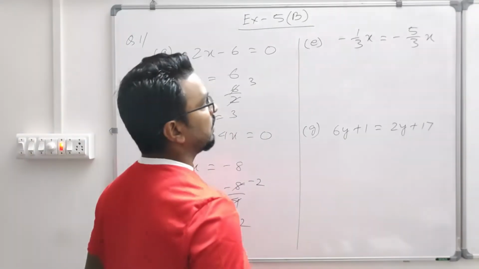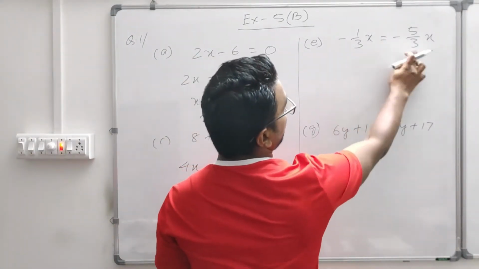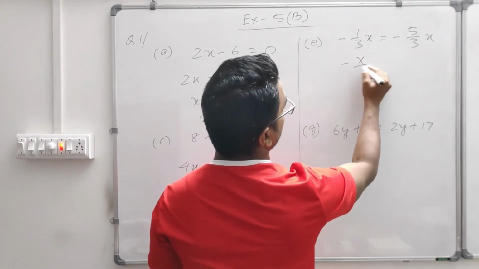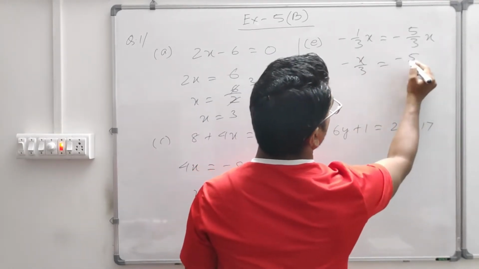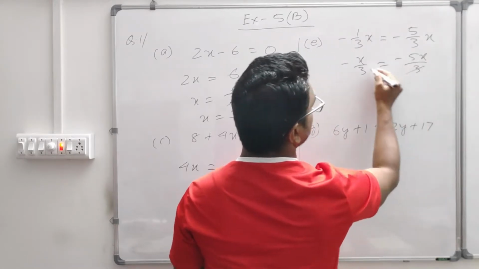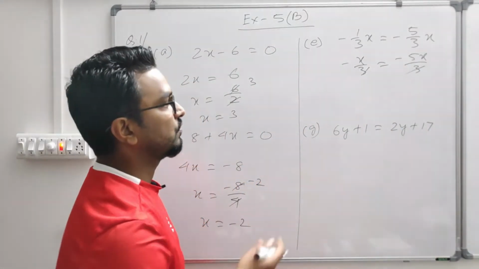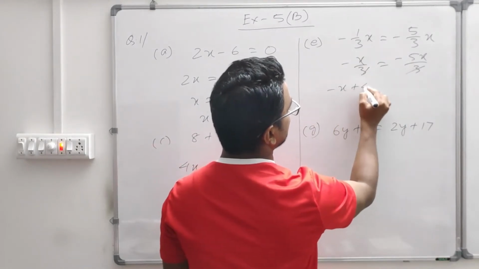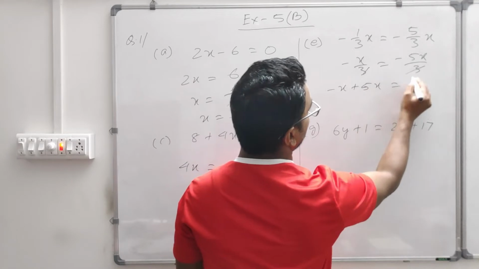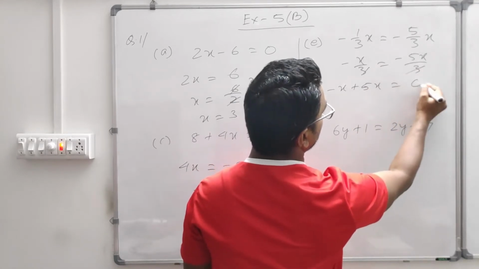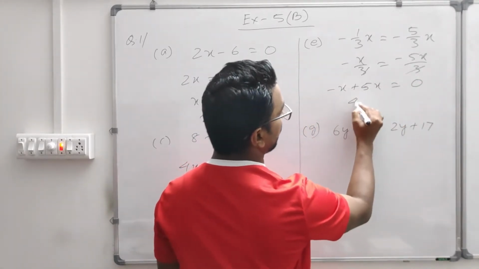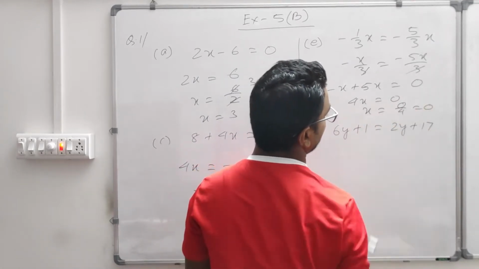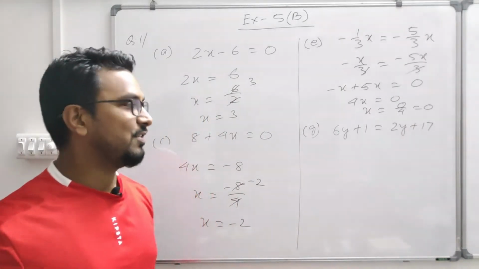Similarly for this, now you see the denominators are the same. Okay, so this can be written as minus x by 3 and here minus 5x by 3. So you can cancel 3, isn't it? So if you bring this one to the other side, it will become minus x plus 5x, and in the right hand side it will remain 0. So this will become 4x equals 0. So x equals 0 by 4, it will be 0. Okay, so the value of x will be 0.